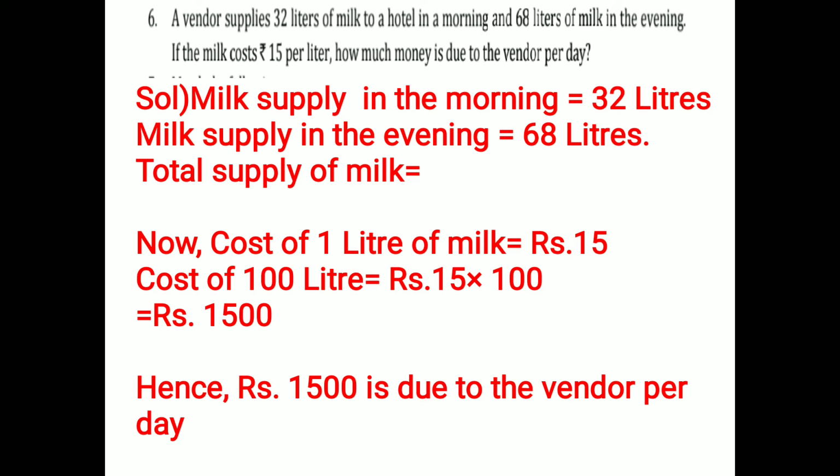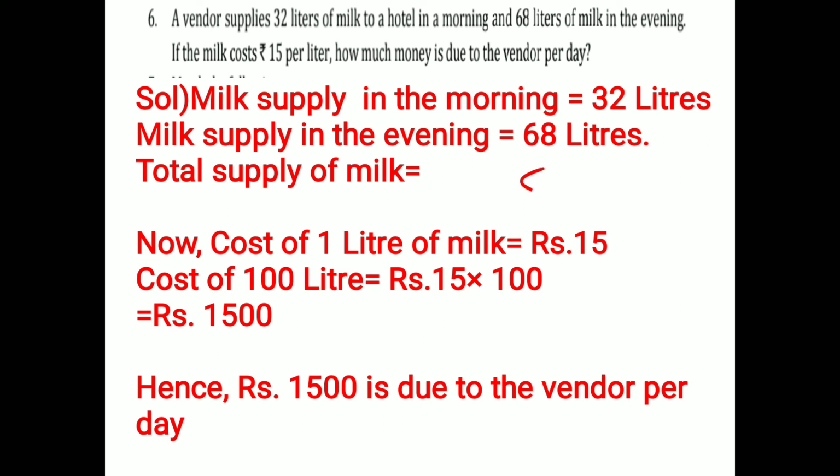So the vendor supplied 32 liters of milk to the hotel. Means he supplied milk to the hotel in the morning, 32 liters, and in the evening on the same day he gave 68 liters of milk. So how do you make a line? Milk supply in the morning is equal to 32 liters. Milk supply in the evening is 68 liters. So now you have to find the total supply of milk. What do you do? You will add it because the word total is there.